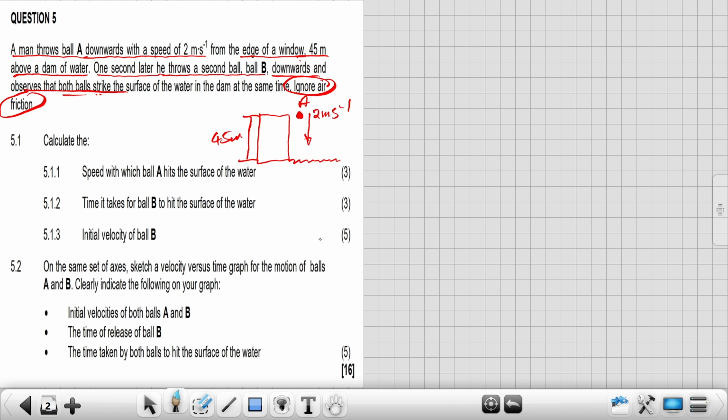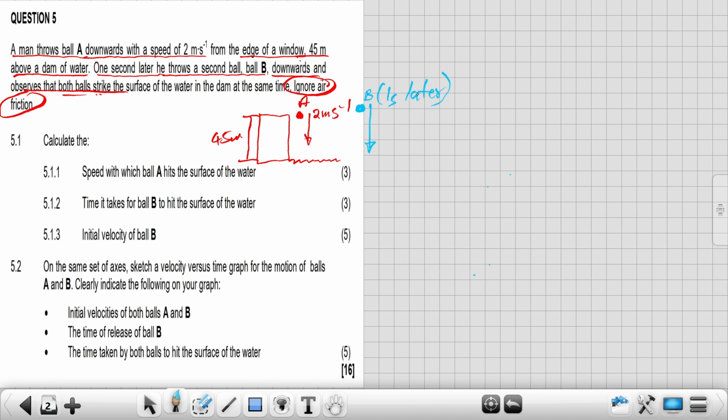But there's some information that I also need. Maybe I should write this one in blue: ball B, from the same height, was also dropped, but this is for B. It was dropped 1 second later. So this is the information that is given to us. So what do we need to do? We need to identify the variables. That is what we did. What is common between the two?